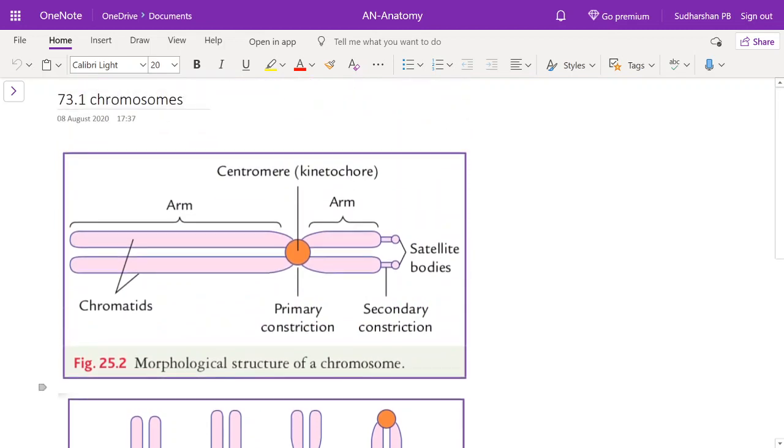Along with that, we have the general structure of a chromosome, where we have a short arm, the long arm, the satellite bodies along with the centromere. Please remember, every chromosome will have the centromere, and it will definitely change in position when the development is occurring.